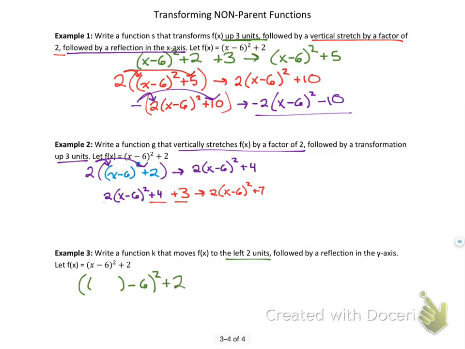Okay, that's what that should look like. There's already parentheses, I know, but you're going to put an extra set of parentheses where you saw the x. Because it's to the left 2, it's going to be x plus 2. So let's go ahead and do x plus 2.